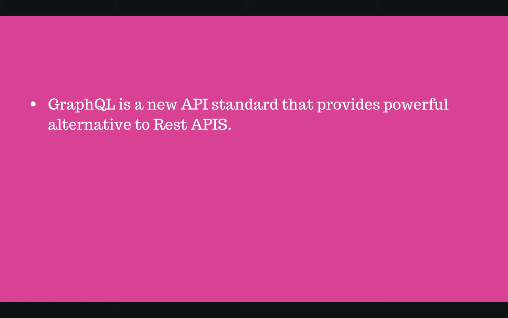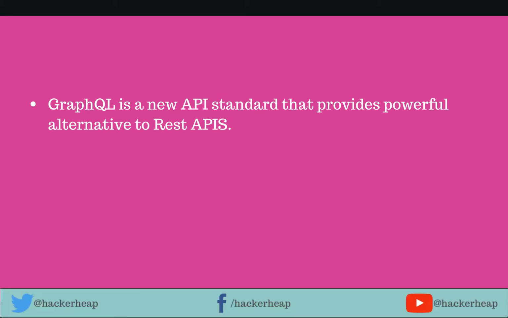GraphQL is a new API standard that provides a more efficient and powerful alternative to REST. GraphQL is basically a query language for APIs, and it's the most efficient alternative to the REST APIs. GraphQL was developed by Facebook and it was open sourced in 2015 at the React.js conference. We'll see the difference between the REST APIs and the GraphQL APIs.